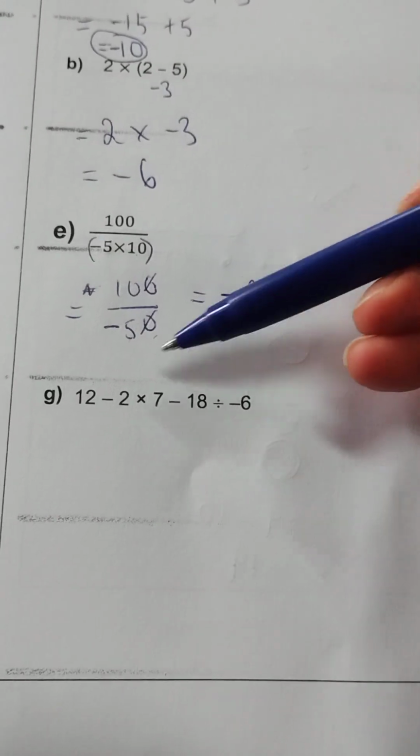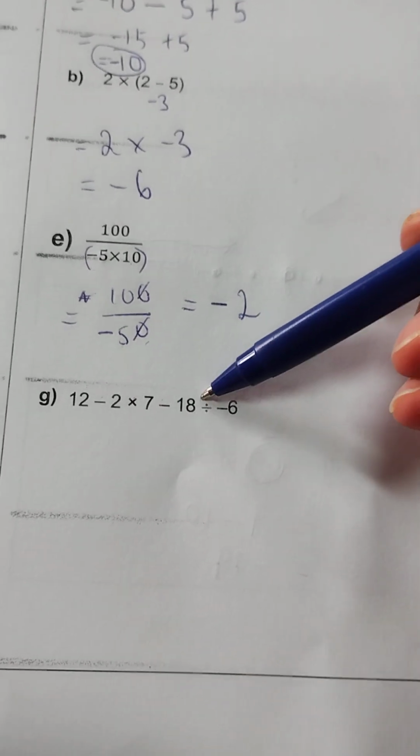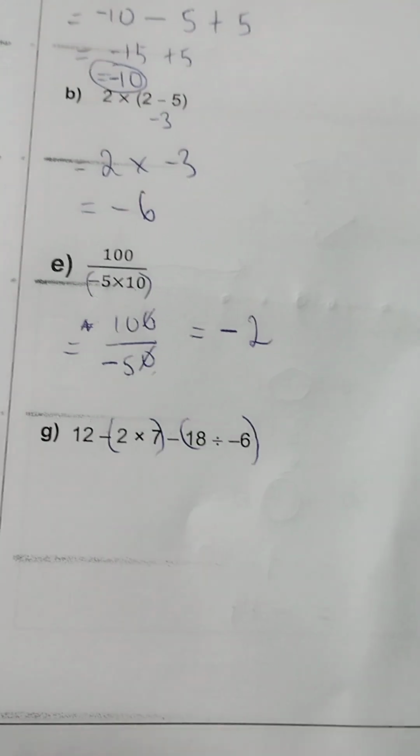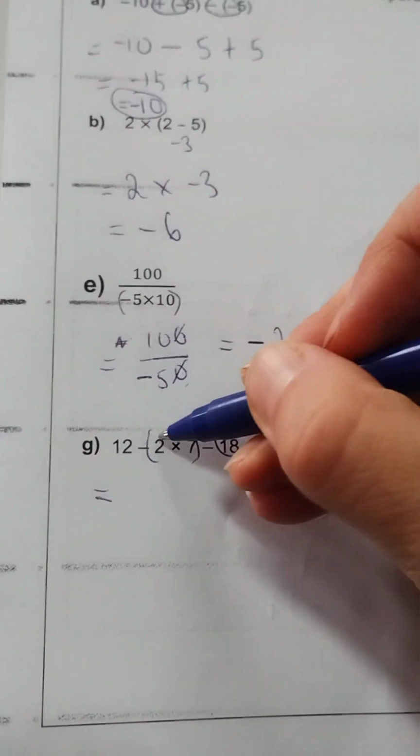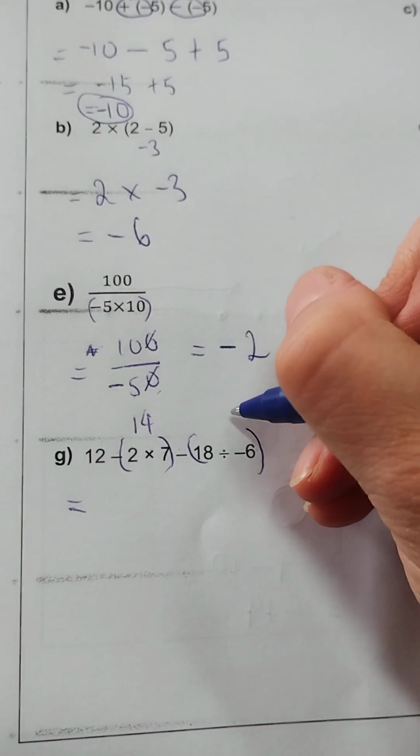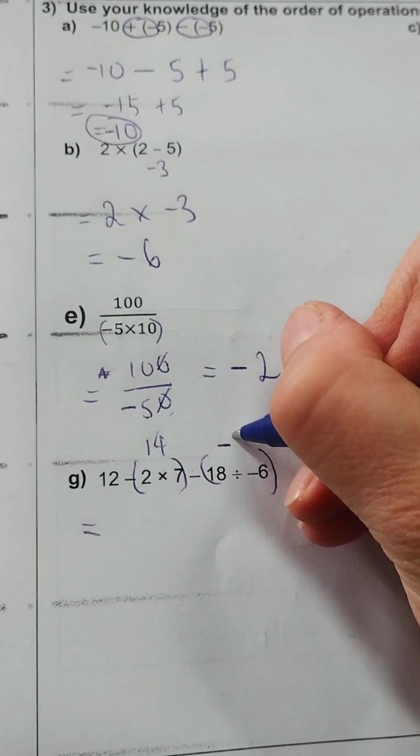With G, I've got a range of operations. I've got subtraction, multiplication, subtraction, and division. So I know multiplication and division happen first. So I'll put brackets around both of those and I'll work out those first. So 2 times 7 is 14, and 18 divided by negative 6 is negative 3.